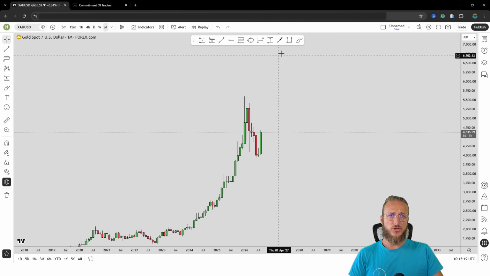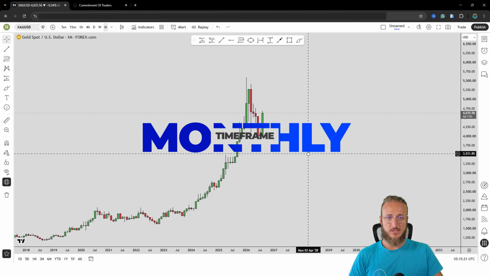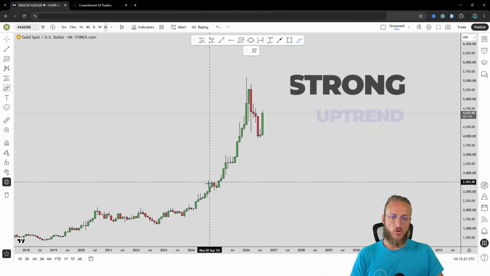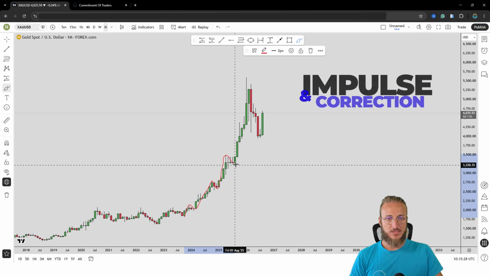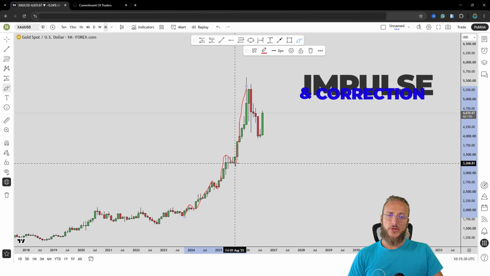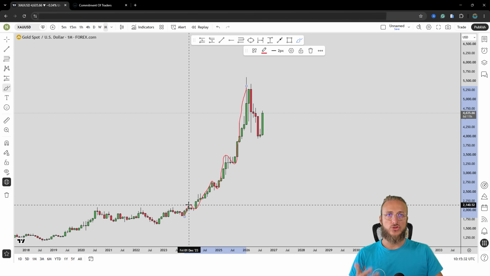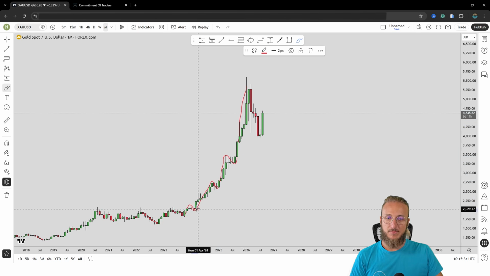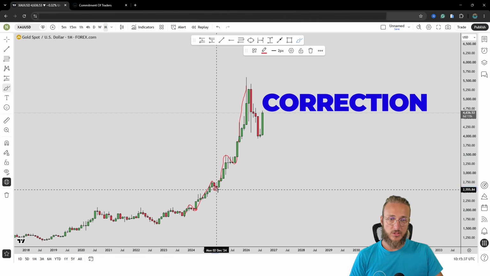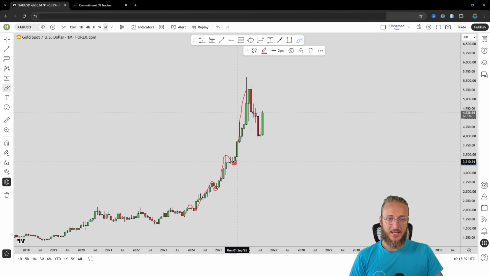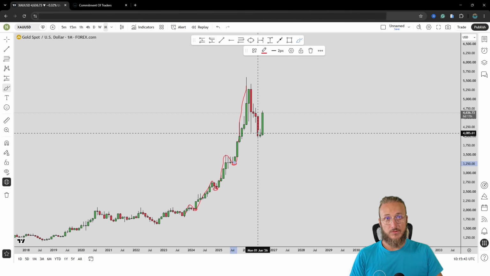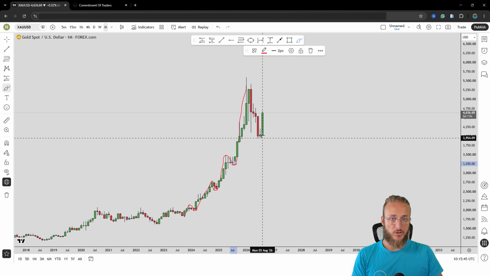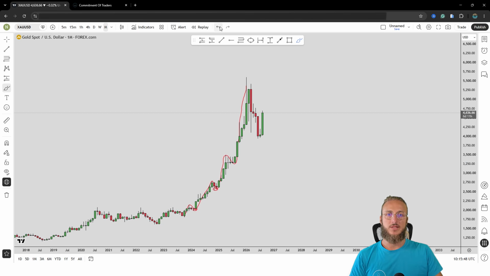Now, starting here from the monthly time frame, what we can see is that obviously we are in a strong uptrend. The market has created a series of monthly impulses and corrections. All these previous corrections were quite shallow if we look at where they went. Immediately, as soon as the corrections started, institutions started buying again, pushing the price higher. However, this last correction is different since it is much deeper.